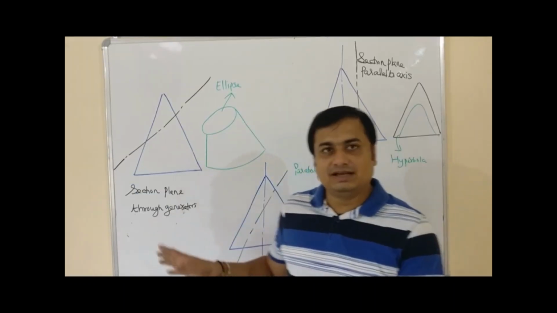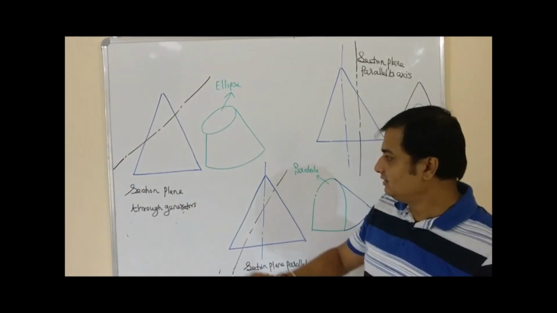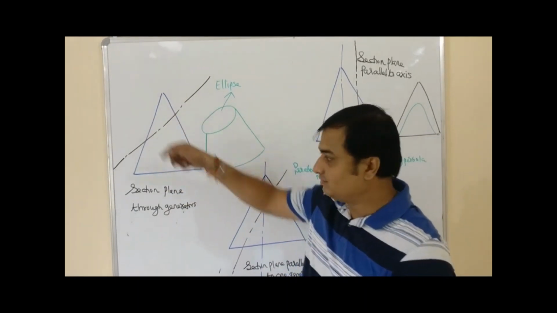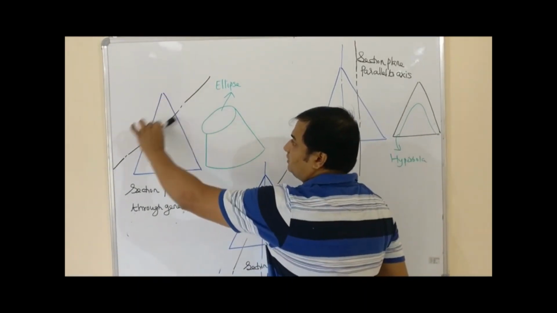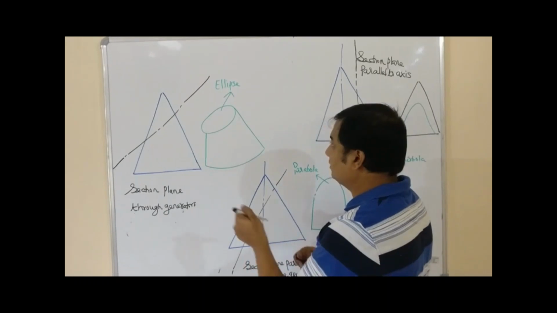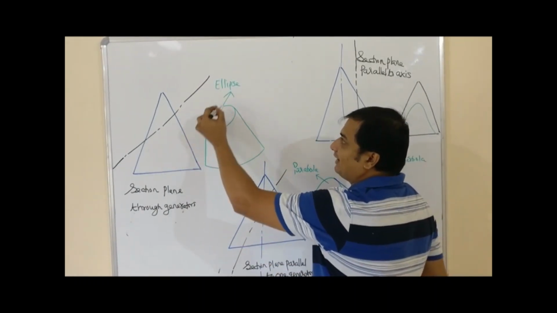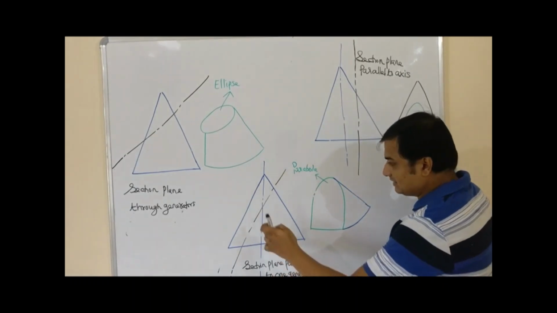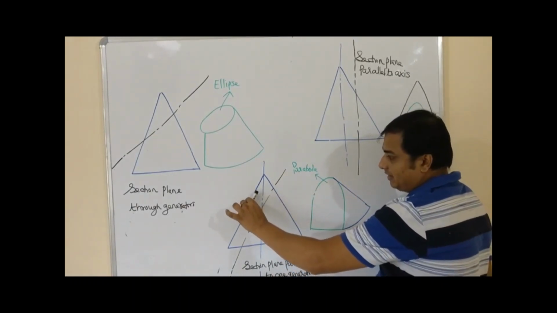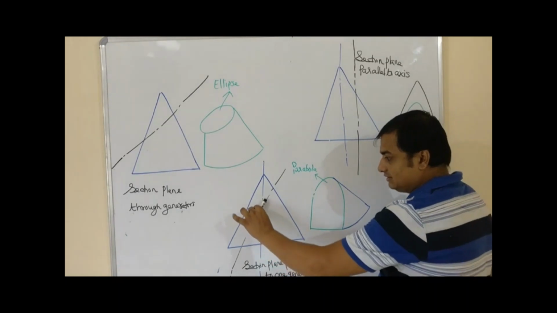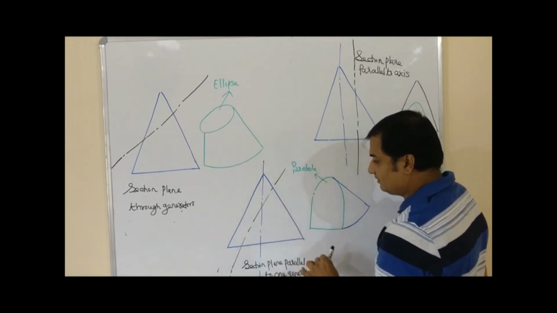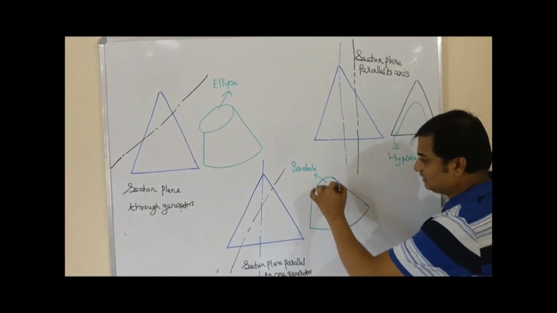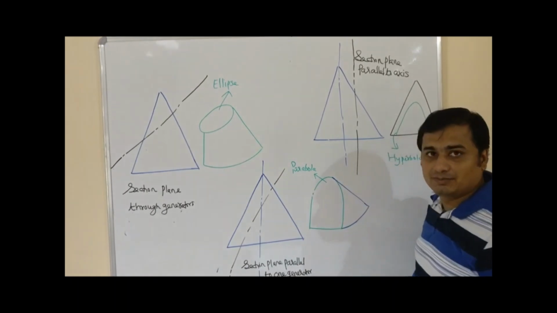To summarize the conic sections, as you can see, this is the section plane. When the section plane is passing through both the generators, the curve which has been obtained is an ellipse. This is the first case, ellipse. Second, when the section plane is parallel to any one generator, the curve which has been generated is called a parabola.